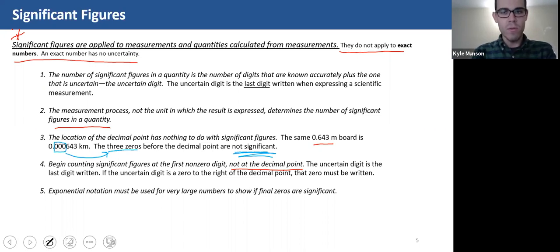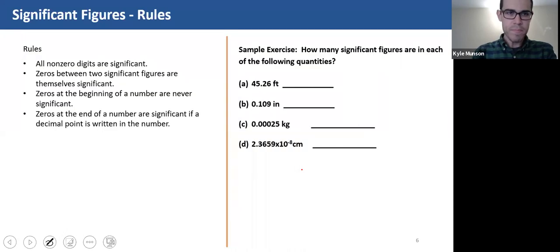Okay, so let's do an example. Here are some rules on the left, and we're going to do the example on the right. The rules are: all non-zero digits are significant. Zeros between two significant figures are themselves significant. Zeros at the beginning of a number are never significant. And zeros at the end of a number are significant if a decimal point is written in the number. Okay, so let's go on to this example on the right. How many significant figures are in each of the following quantities?